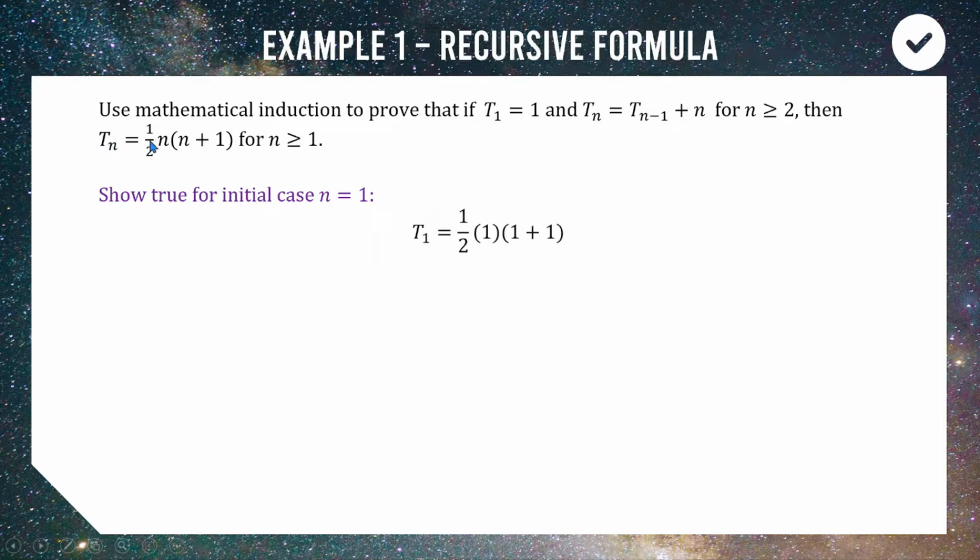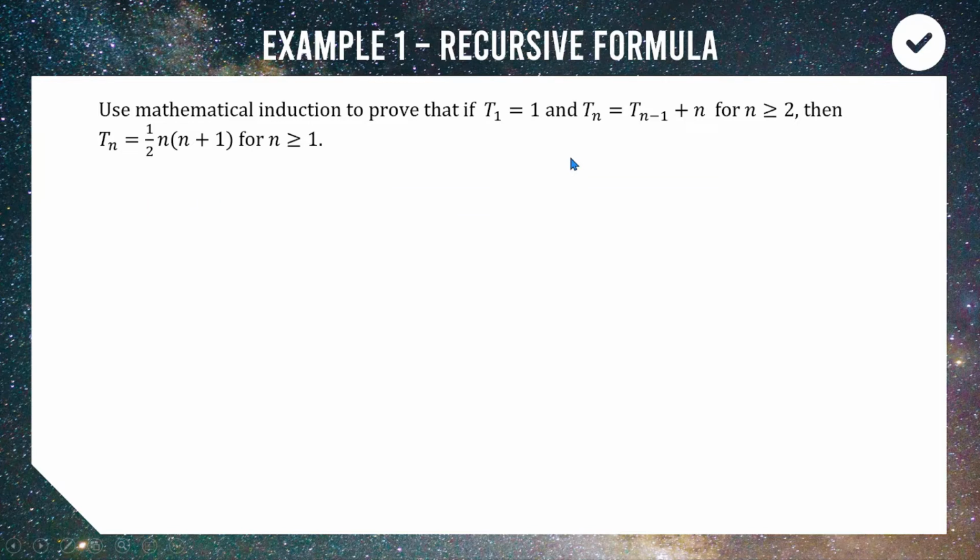So the first term is equal to half times 1 plus 1. So we get half times 1 times 2. So we end up with half times 2, which is indeed 1. So we have shown that the formula gives us the first term that we were supposed to get, which is equal to 1. So it's true for n equals 1.